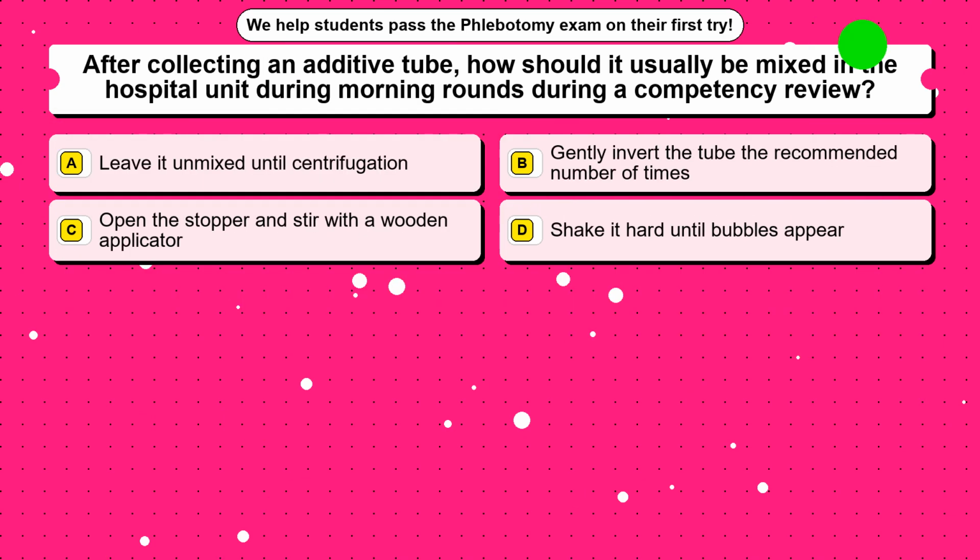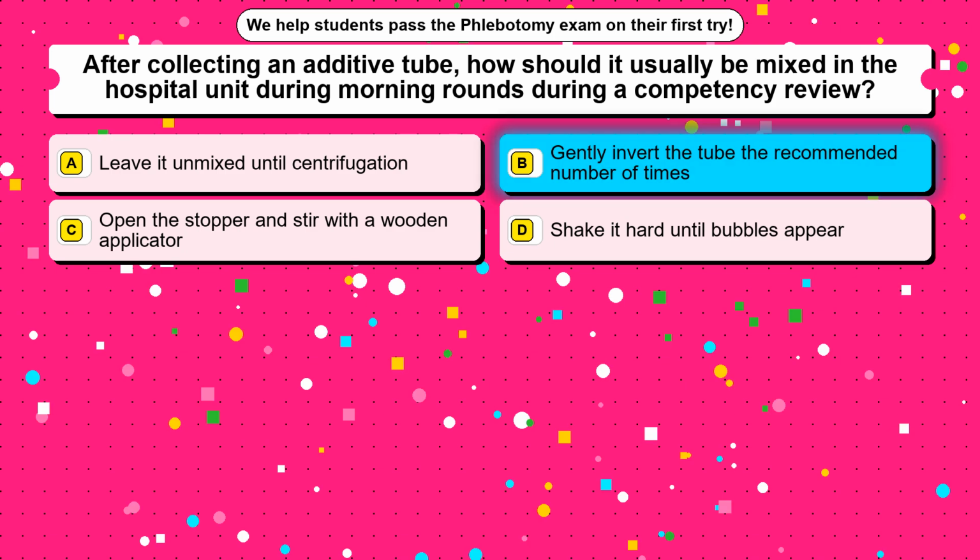Question 53. After collecting an additive tube, how should it usually be mixed in the hospital unit during morning rounds during a competency review? Option A, leave it unmixed until centrifugation. Option B, gently invert the tube the recommended number of times. Option C, open the stopper and stir with a wooden applicator. Option D, shake it hard until bubbles appear.